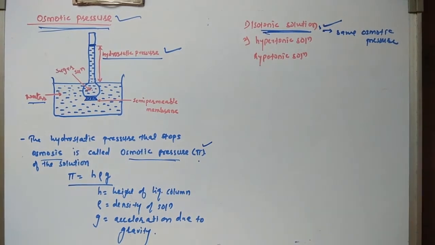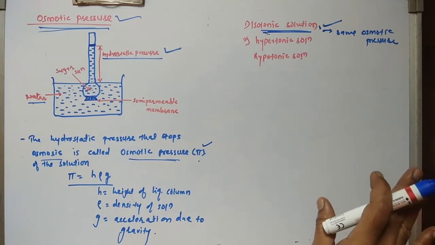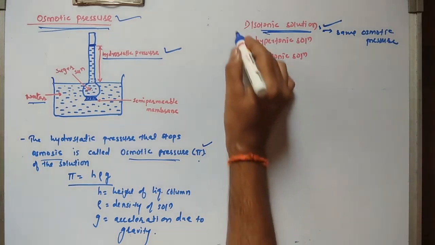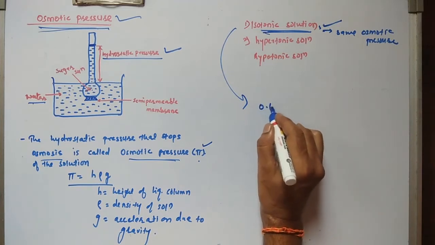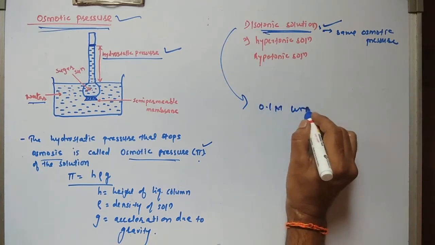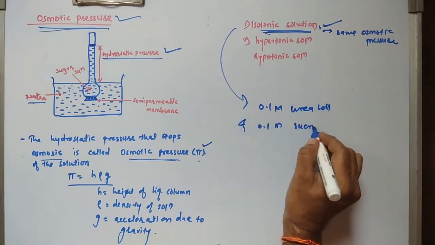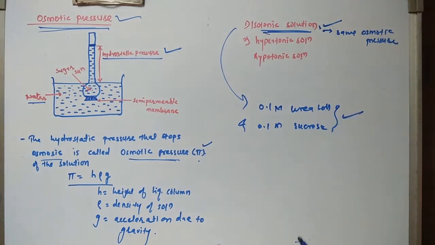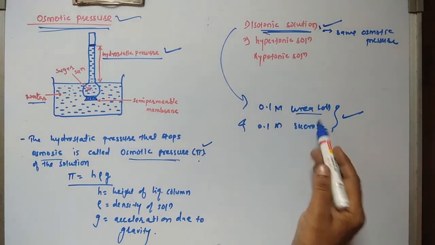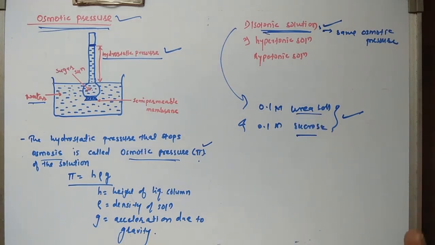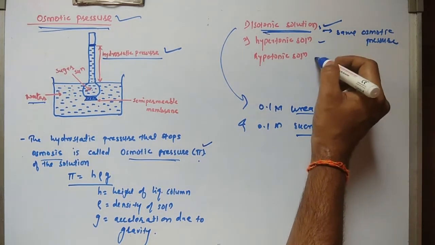Two solutions having the same concentration, the same molarity, have the same osmotic pressure, and they can be called isotonic solutions. For example, if we consider a 0.1 molar urea solution and a 0.1 molar sucrose solution, the concentration is the same and the osmotic pressure developed is also equal. That's why these two solutions are isotonic to each other. Okay, next, hypertonic solution and hypotonic solution.